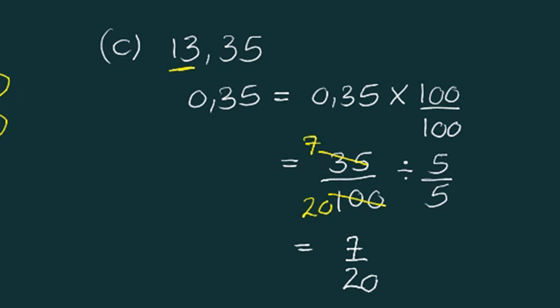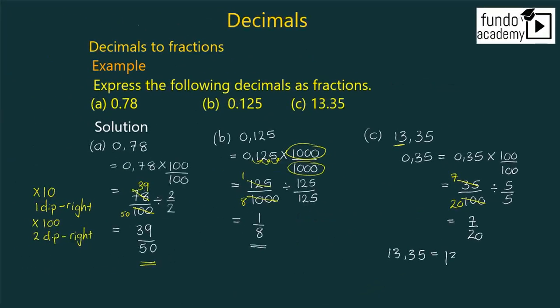But now for 13.35, since we now have 13 here, so that's the whole number, it's now 13, and the 0.35 decimal is now our 7 over 20. So this becomes the solution for this problem right here. Our answer will come out as 13 and 7 over 20.